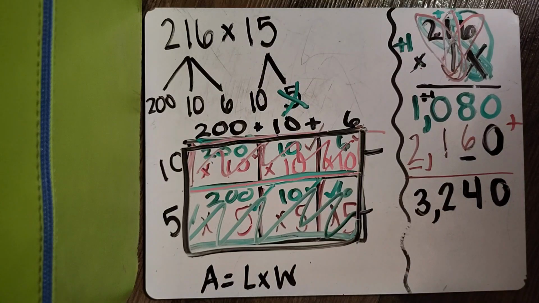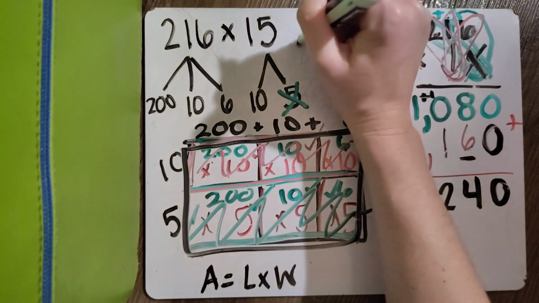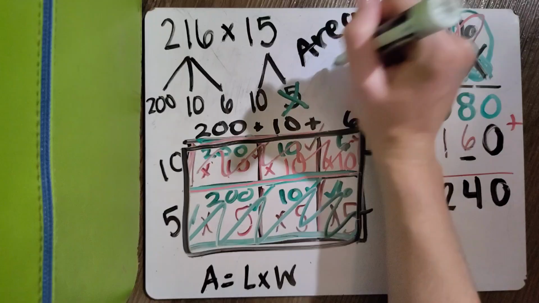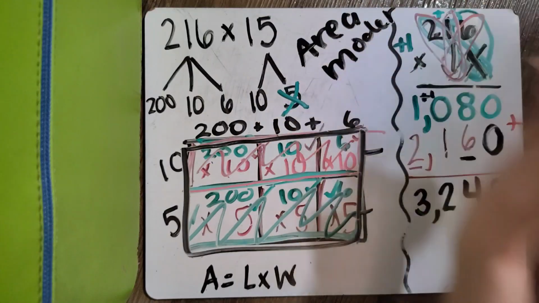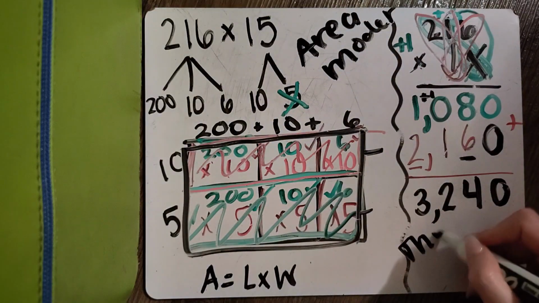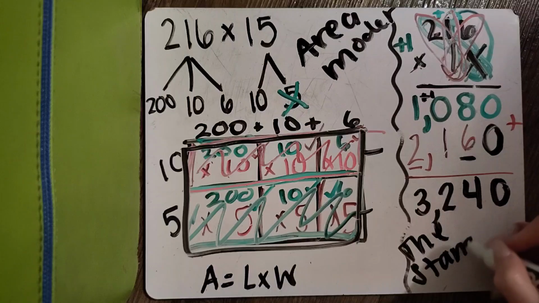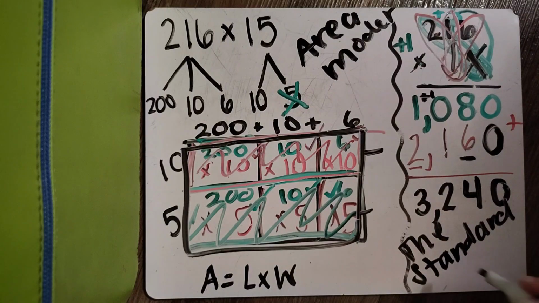These are the 2 ways we've taught your child to multiply in class. In case you have any other strategies, you can absolutely teach that to your child. But this is using the area model. And this is using the standard algorithm. You can always look more up on Google or YouTube in case this video did not make sense.